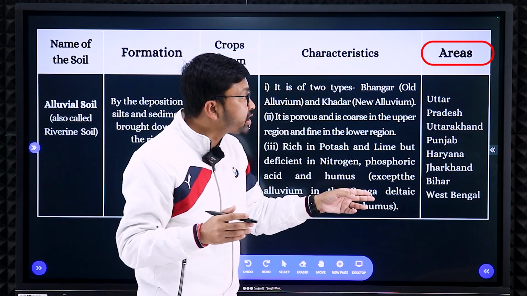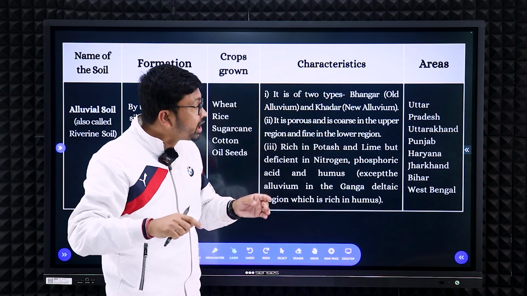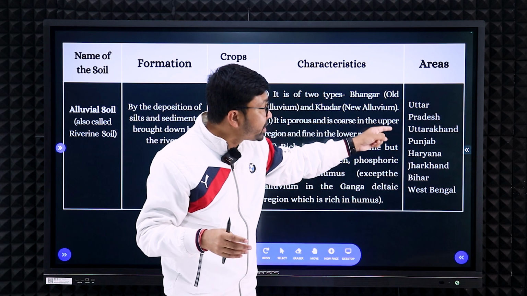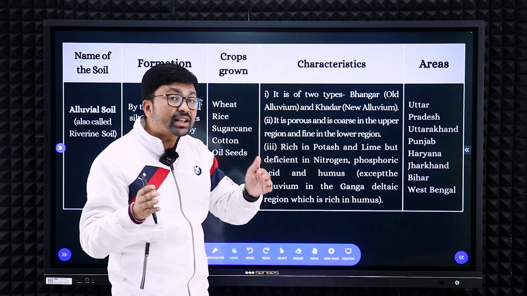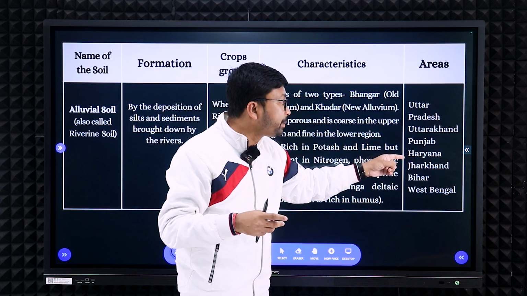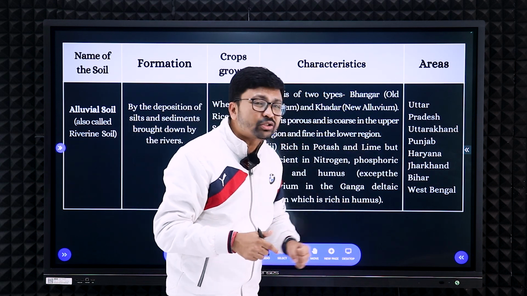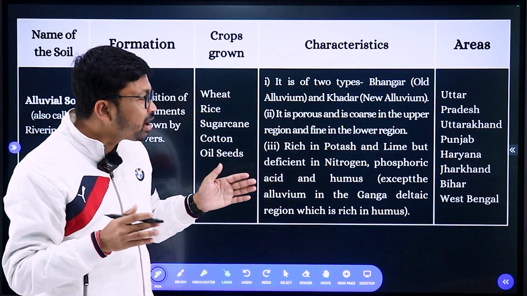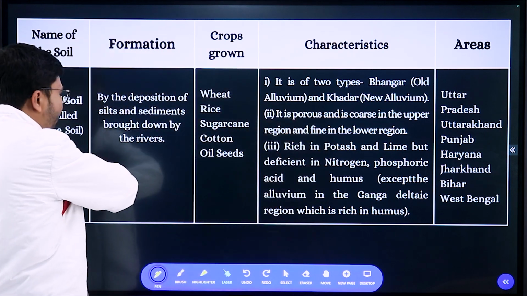The areas where you get this type of soil, as I said, are along the Ganga river. The Ganga flows mostly over Uttar Pradesh. So you can see it is found in Uttar Pradesh, Uttarakhand, as well as along the Indus rivers, that is Punjab, Haryana. In Punjab, the Indus rivers flow. So that's why you get those soils there, as well as Haryana, Jharkhand, Bihar and West Bengal. Those are the areas where we get alluvial soil.